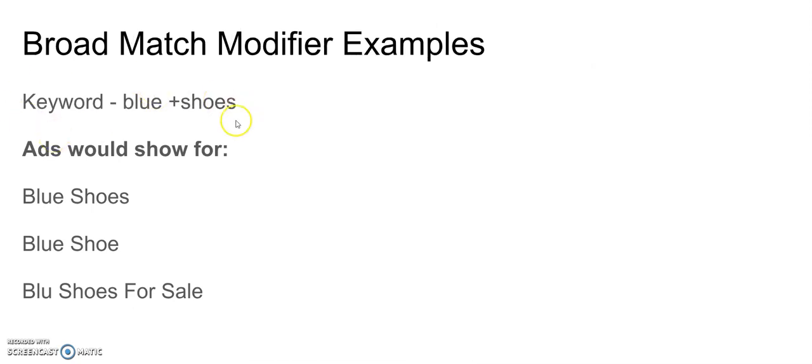An example of broad match modifier is if your keyword is blue, and then you put the little plus sign here for shoes. Your ad would show for blue shoes. It would also show for blue shoe without the S, without the plural, but it could also show for blue shoes for sale. You see blue is misspelled, but since that's a broad match keyword, it will show even though it's misspelled. As you see here, for sale is in the search, and that's okay because, again, this is a broad match modifier, but what is exact match is the word shoes.